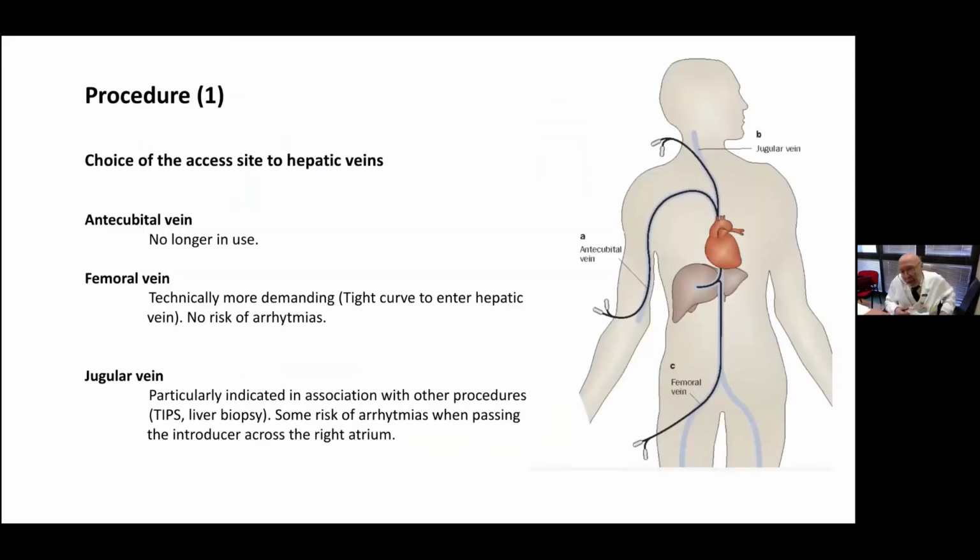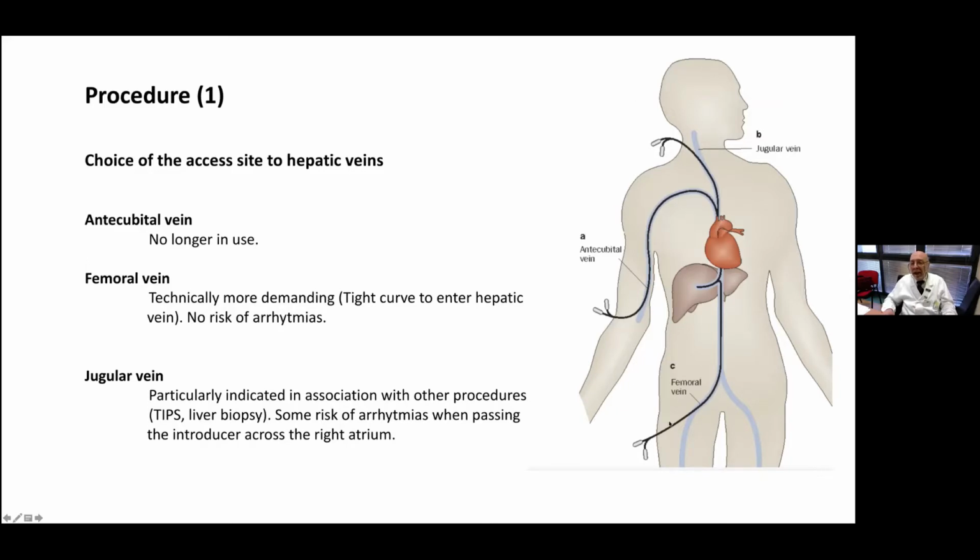My talk will be dedicated particularly to the procedure, and I have divided this presentation in 5 parts of the procedure. So procedure, first of all, choice of the access to the hepatic vein. In the past, we used an antecubital vein, but it's no longer in use. The two ways of access to the hepatic vein may be the femoral vein or the jugular vein.